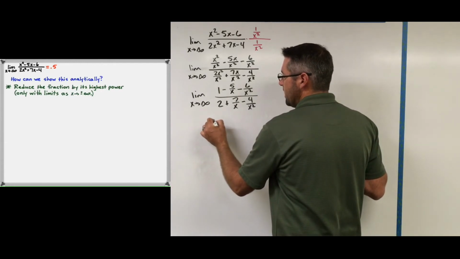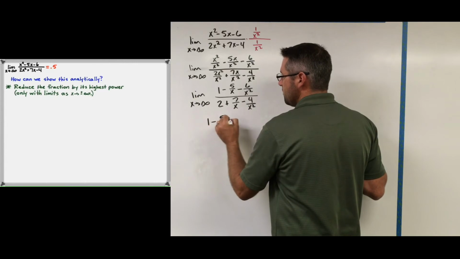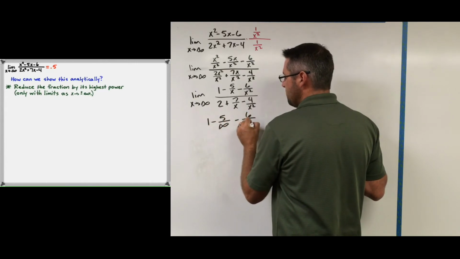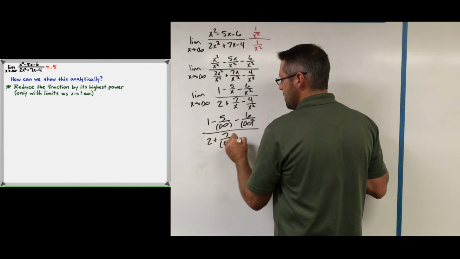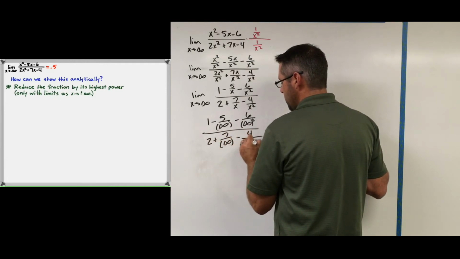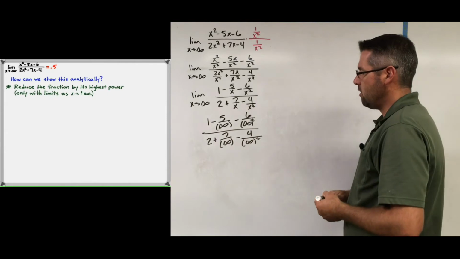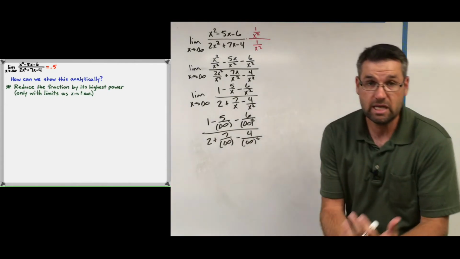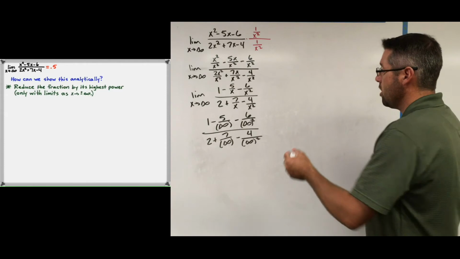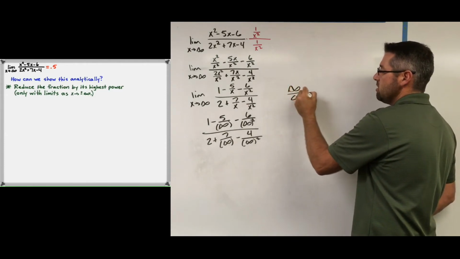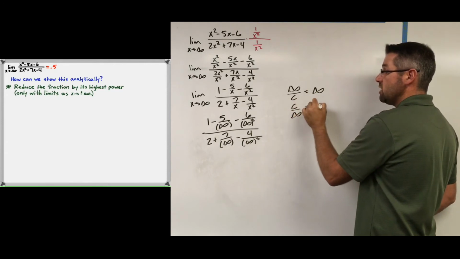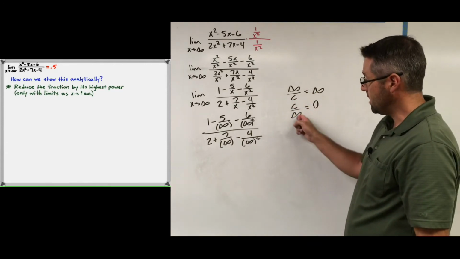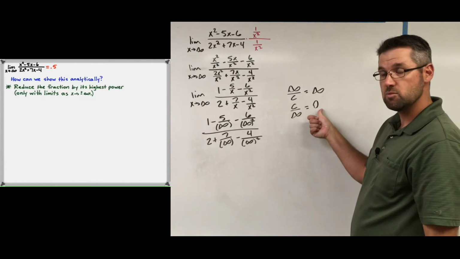This would become 1 minus 5 over infinity minus 6 over infinity squared. Let me put parentheses around these. Over 2 plus 7 over infinity minus 4 over infinity squared. Okay? Now, maybe this rings a bell because I said you really want to make sure you know these things. Remember, when you have an infinity on top and a constant on the bottom, the answer should be infinity. When you have a constant on top and an infinity on the bottom, you should get 0. As the denominator gets bigger, the answer gets smaller, 0.